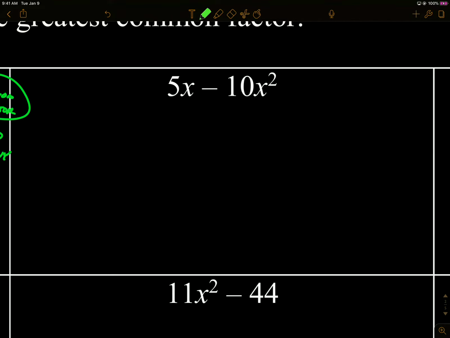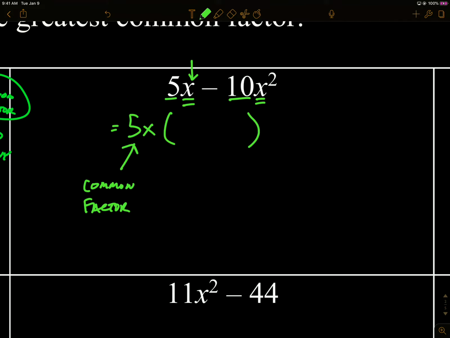All right, the greatest common factor here is 5. Out of 5 and 10, and out of x and x squared, I can divide out an x. Right? I can't divide out an x squared because this doesn't have enough x squareds to give. So there's my first factor, my common factor. We call that the common factor in this method.